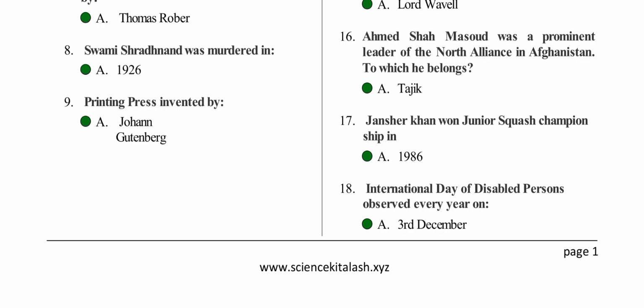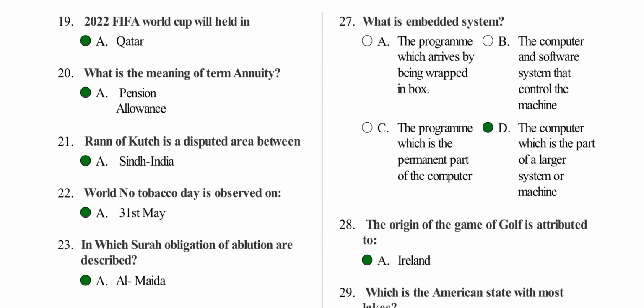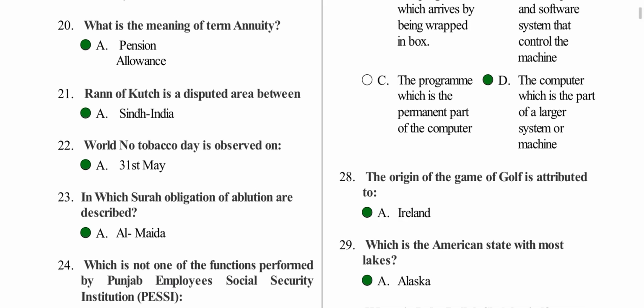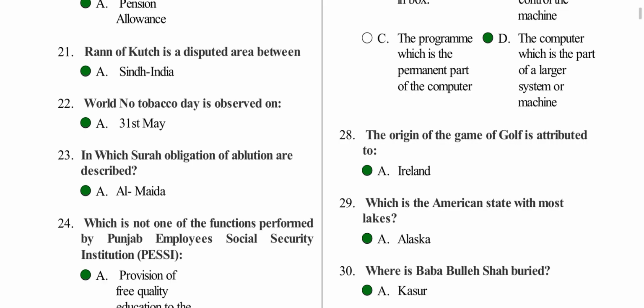MCQs number 19. The 2022 FIFA World Cup was held in Qatar. What is the meaning of the term annuity? The pension allowance. Number 20, Runn of Kutch is a disputed area between Sindh and India. 22 MCQs. World No Tobacco Day is observed on 31st May.